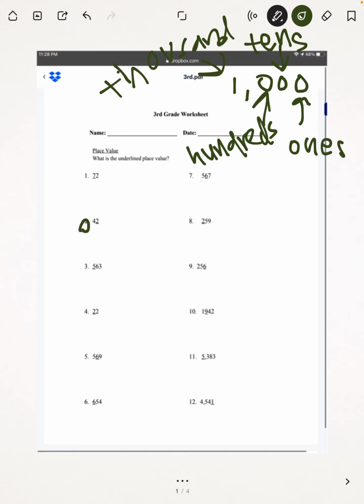Now with this information, we're going to try solving the questions. Let's start off with number 2, 42. The 2 is underlined, and as we can see, that is in the ones place because it's the farthest number to the right. Next, we're going to be doing number 6, 654, and the 6 is underlined, which is the hundreds place because it's the third number to the right.